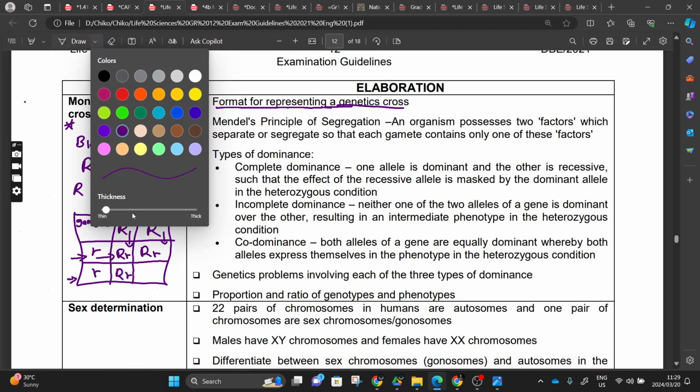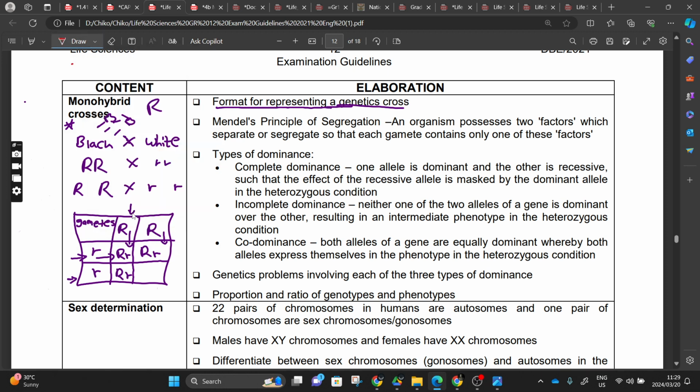And then we are going to join these and these. They are going to join here. Capital letter R and small letter r. We start with the capital letter and then we have r. So these are the genotypes of the next babies. These are the possibilities of our next baby.